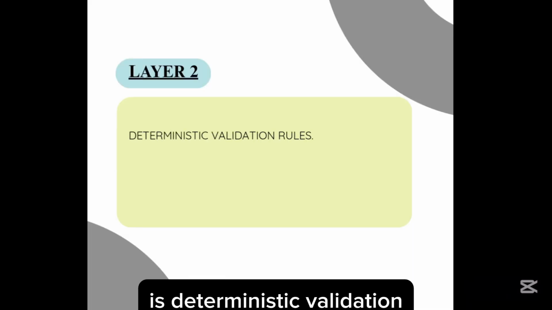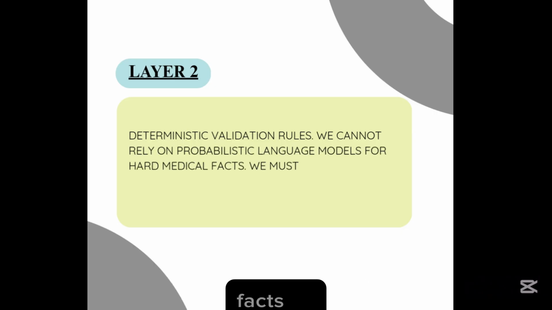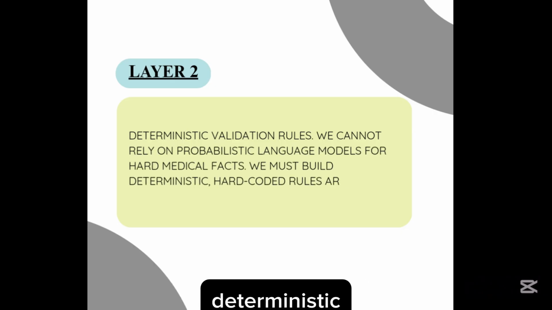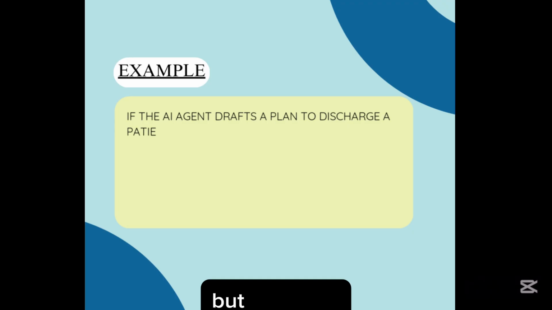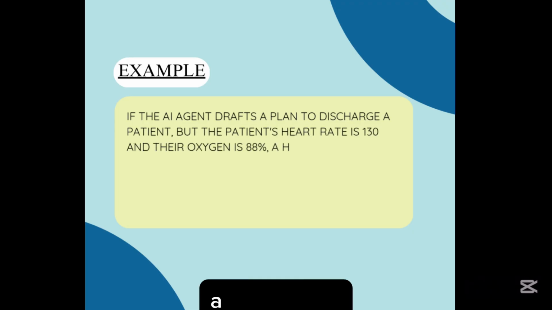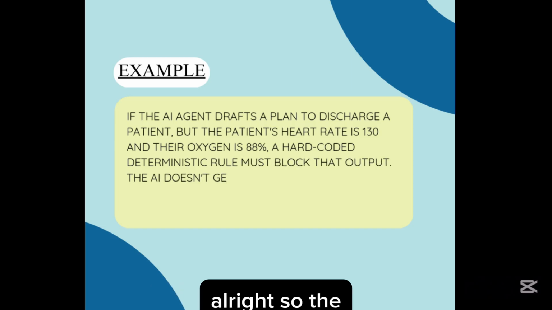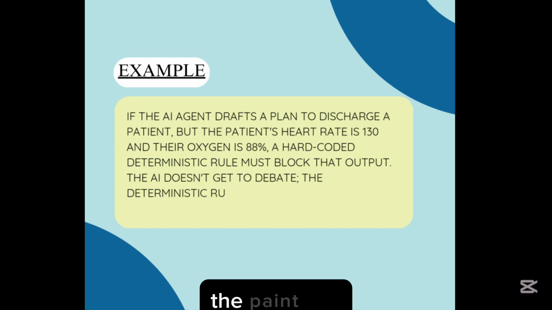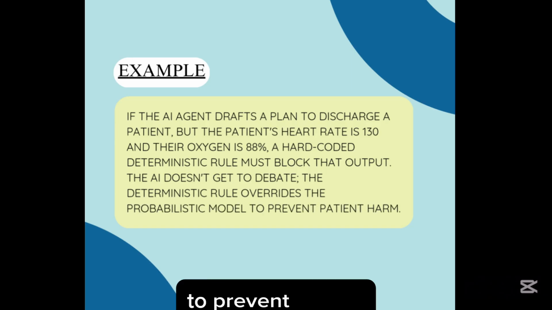All right, so layer two is deterministic validation rules. We cannot rely on probabilistic language models for hard medical facts. No, we must build deterministic, hard-coded rules around the AI. For example, if the AI agent drafts a plan to discharge a patient, but the heart rate of this patient is 130 and the oxygen is at 88%, a hard-coded deterministic rule must block that output. Right? So the AI doesn't get to debate. No, the deterministic rule overrides the probabilistic model to prevent patient harm.